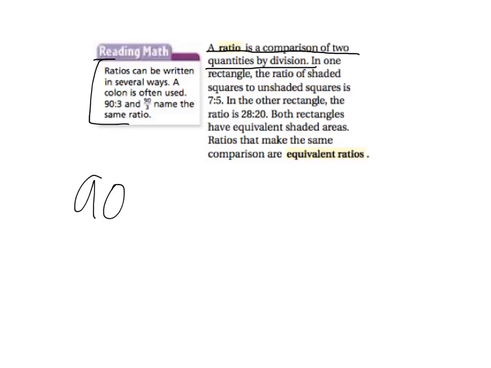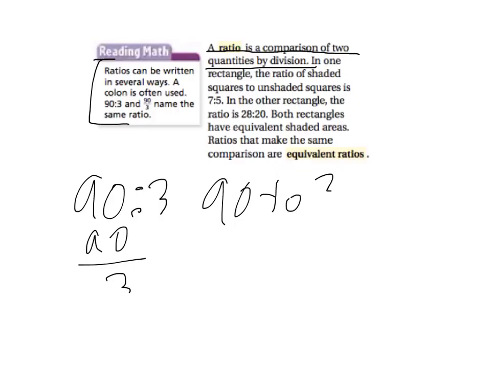One way you can write them is like this. This is a ratio. This is also a ratio. Sometimes they say 90 to 3. This is also a ratio.